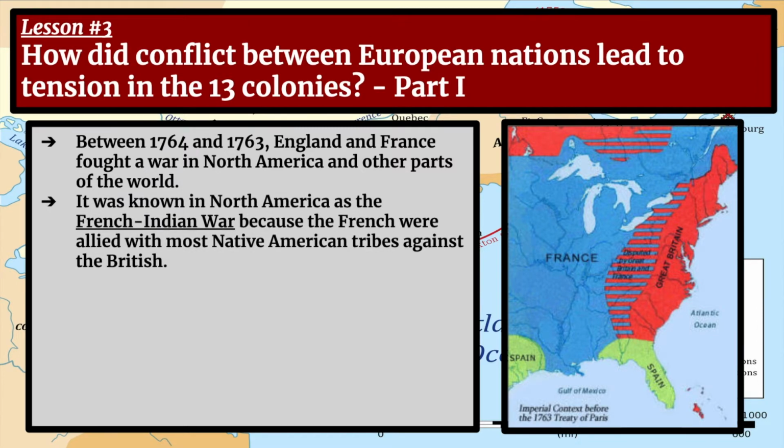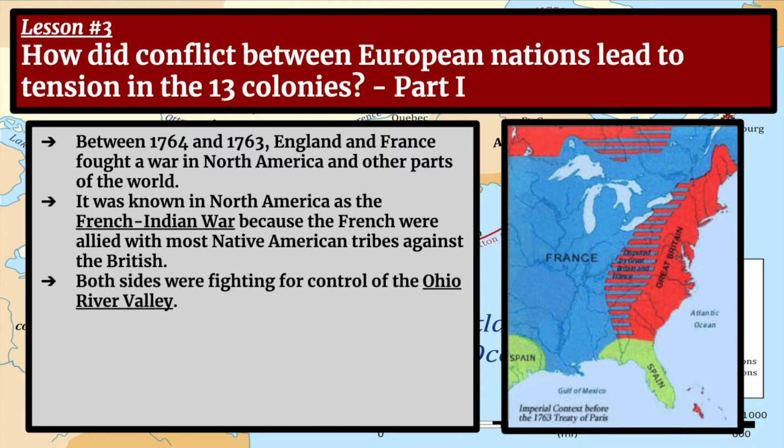was because basically the British and the French were fighting for who was going to be able to colonize territory west of the Appalachian Mountains. As I said in the beginning, it was known in North America as the French-Indian War because the French were allied with most of the Native American tribes against the British. The couple of tribes that did ally themselves with the British did so because they essentially wanted to wipe out and defeat other tribes that they were in competition with and had historical conflict with.